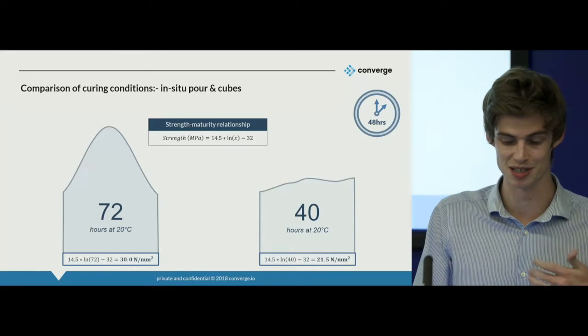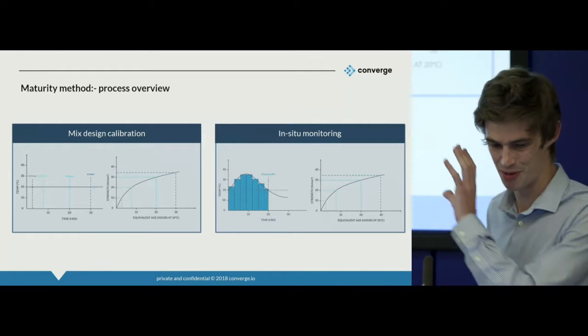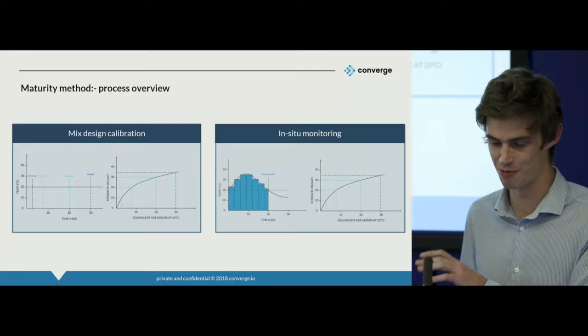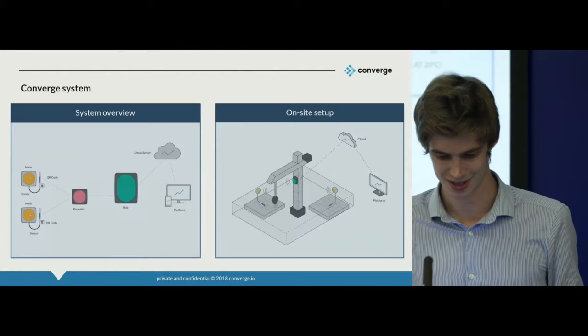And this is just an example of a technique that can give us a means of determining the actual in situ strength. So in summary, very, very quickly, we perform a calibration, which is a one-off process, and then we can place sensors into the concrete to monitor the strength of those.